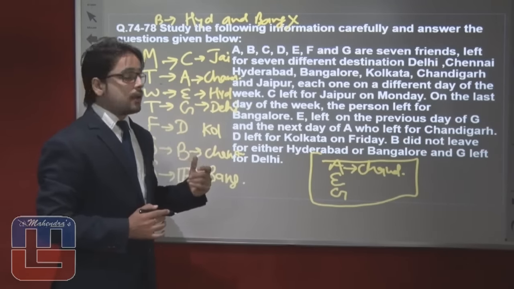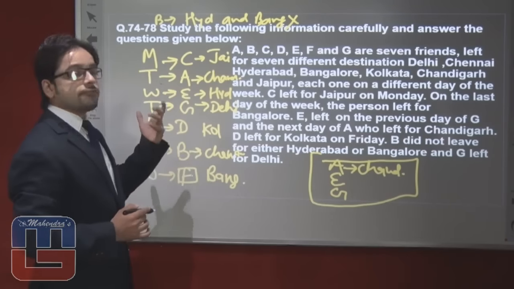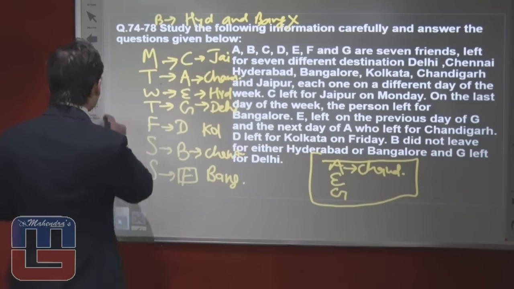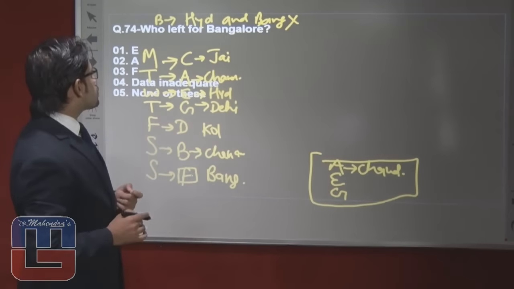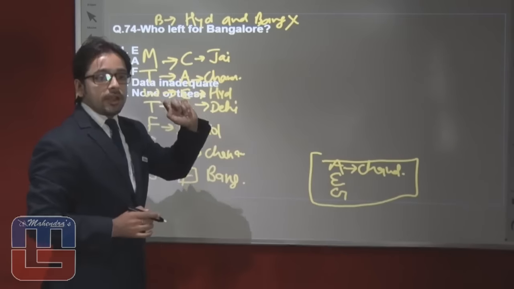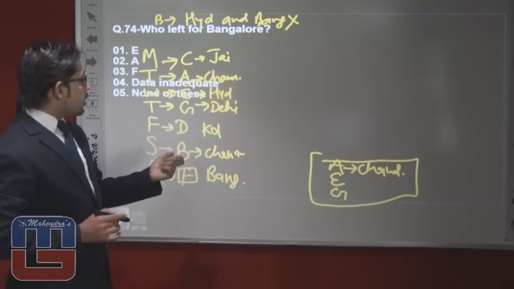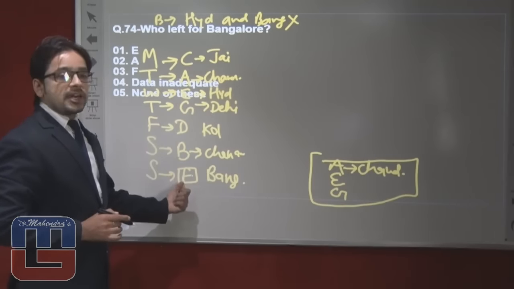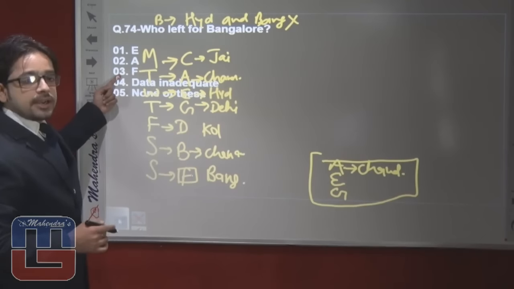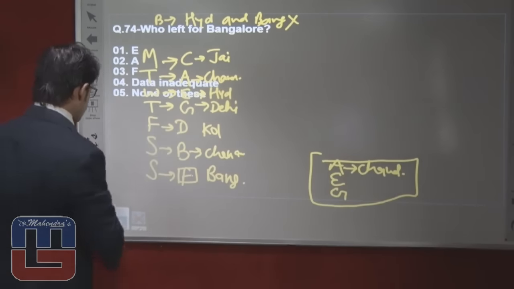Now we have to answer. With the help of this question, we can answer 5 questions. Let's check it out. First question wants to know who left for Bangalore. As you can see, who left for Bangalore, that is F. Answer of this question will be option number 3rd, that indicates F.